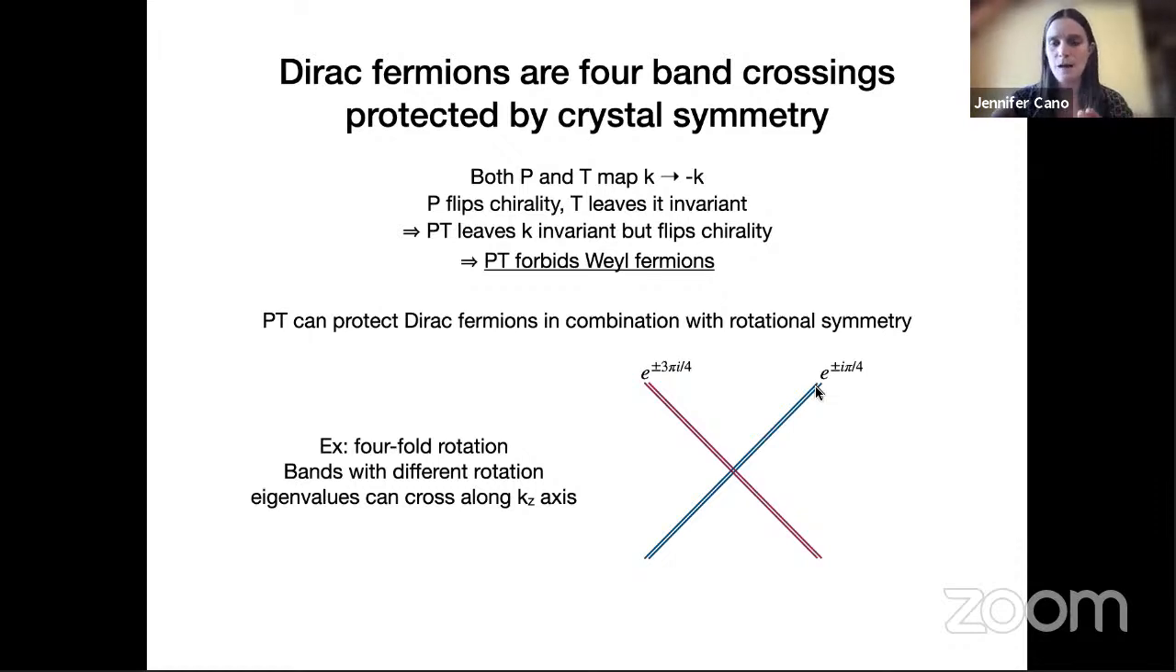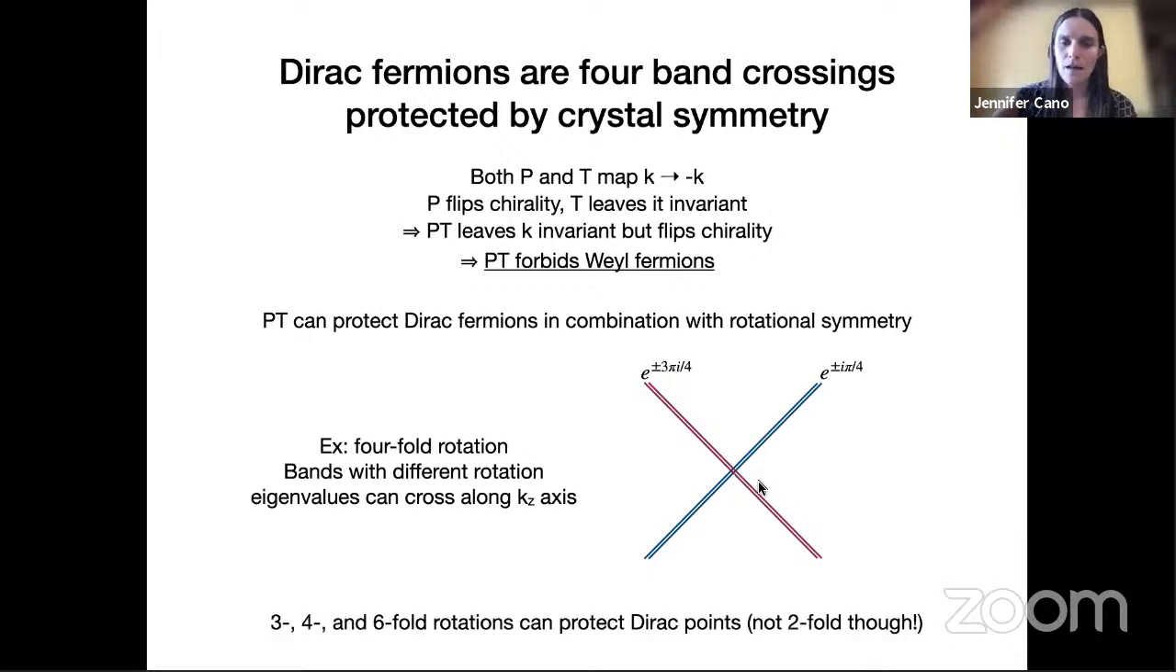But since there's four possible eigenvalues, if you have one pair with, say, eigenvalues e to the plus or minus i pi over four, they can cross another pair with the other two eigenvalues, e to the plus or minus three pi i over four. And this crossing will be protected by rotation symmetry, but also this combination of inversion and time reversal symmetry. And so inversion, time reversal, and rotation can protect Dirac fermions. The other thing to say here is that the rotation has to be either three, four, or six-fold. If you only have a two-fold rotation, then you only have two eigenvalues, and so there are no pairs of eigenvalues that can cross in this way.